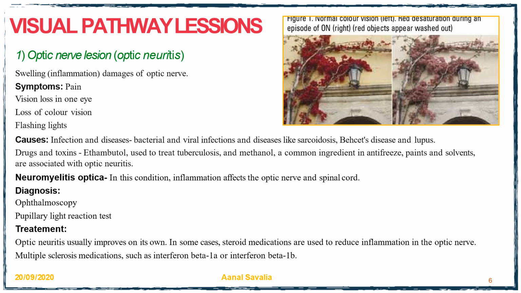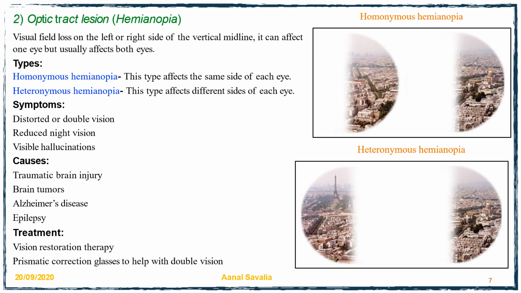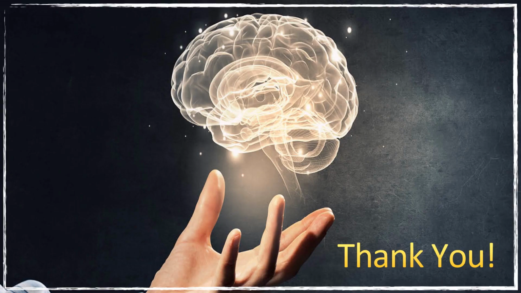And talking about hemianopia, it is the partial blindness or loss of sight in half of the visual field. It is of two types, homonymous and heteronymous, as can be seen in the picture. It results in the person having double vision. At earlier stages of the disease, the patient is recommended to wear prismatic or prism correction glasses, as the prism will help to align two images so that a single image is seen. But in later stages, if the situation becomes worse, vision restoration therapy is done. Thank you.